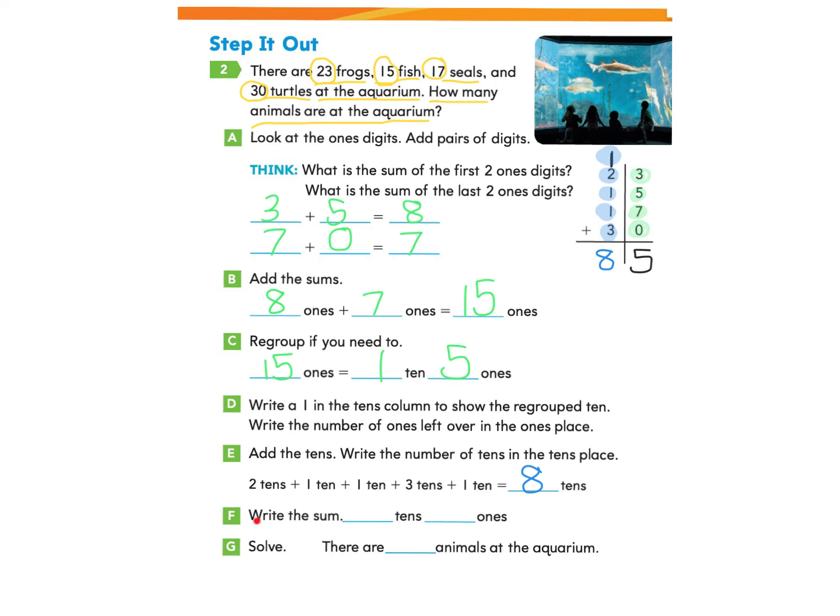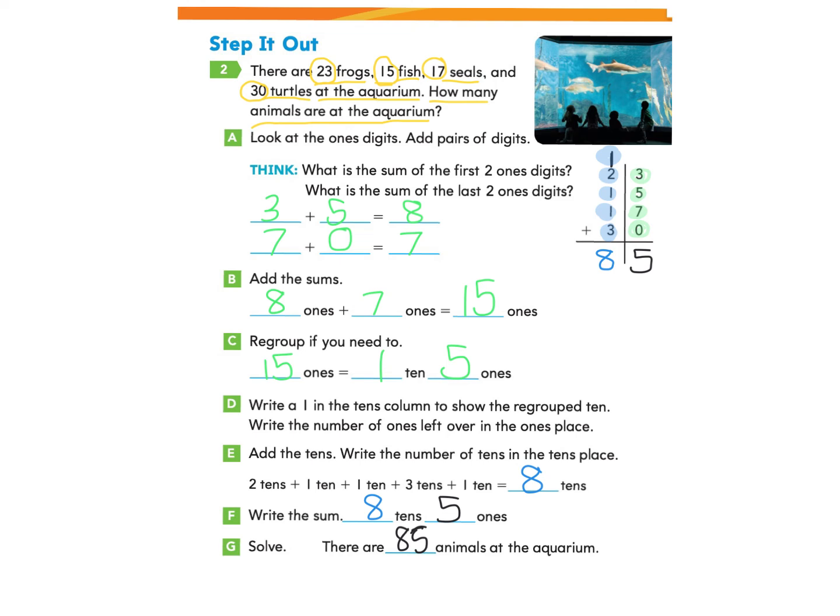So now we need to write the sum. How many tens and how many ones? You can write them here. There should be 8 tens and 5 ones. Now we have solved this equation and we've solved our word problem. How many animals are at the aquarium? There are 85 animals at the aquarium.